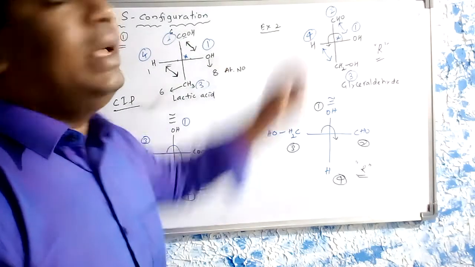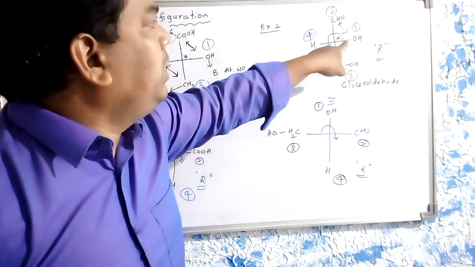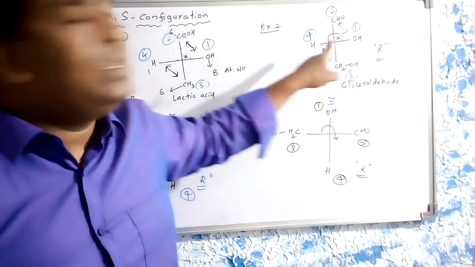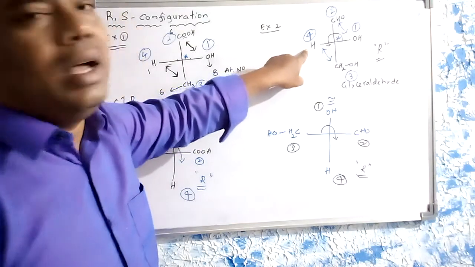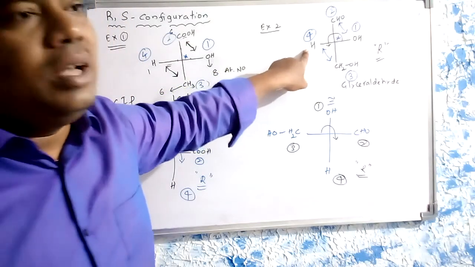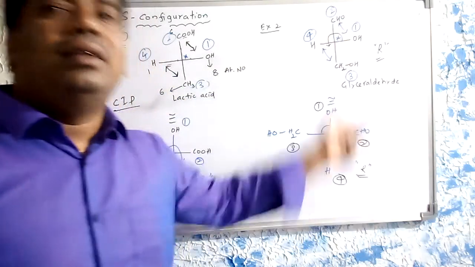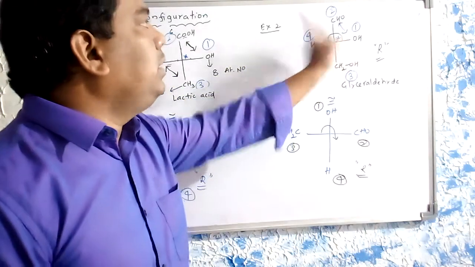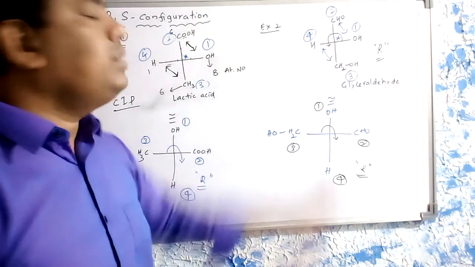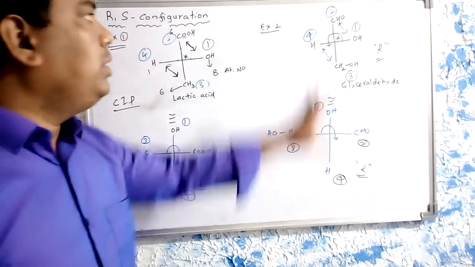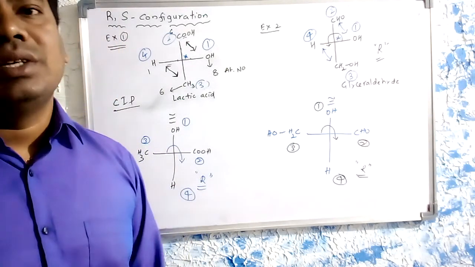You can also apply the direct method, because here you can see it indicates anti-clockwise direction. If the least priority group is located at horizontal position or toward the observer, just change it to the inverse configuration, so S configuration turns into R configuration. That is the direct method. The direct method is very helpful from the entrance examination point of view.